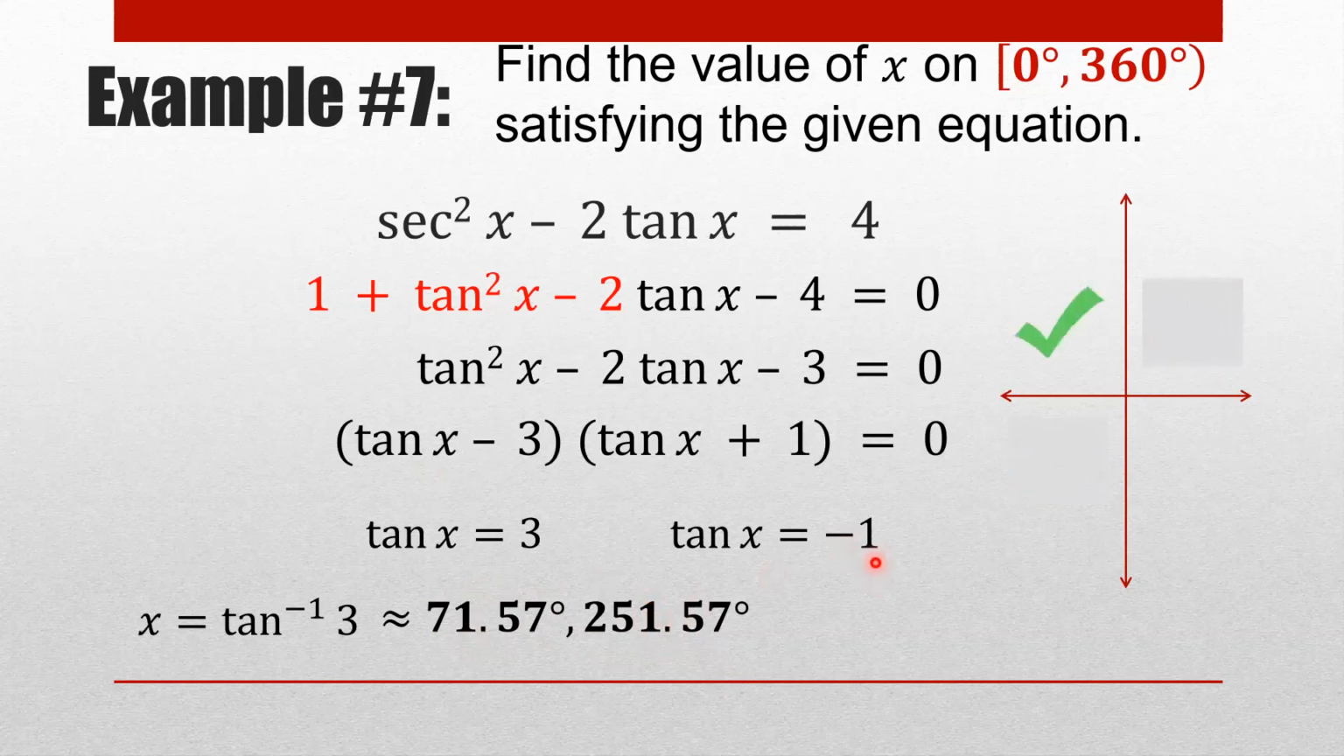So what about tangent x equal to -1? Sa nagne-negative 1? Dito sa second quadrant, negative, tsaka sa fourth quadrant. So maa-associate natin siya sa 45 degrees pero dahil nasa second quadrant, 180 minus 45 is 135 degrees. Sa fourth quadrant, 315 degrees. So itong mga angles na to, sila yung values of x on this interval satisfying this given equation.